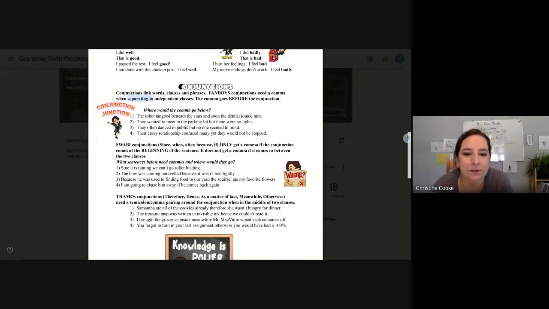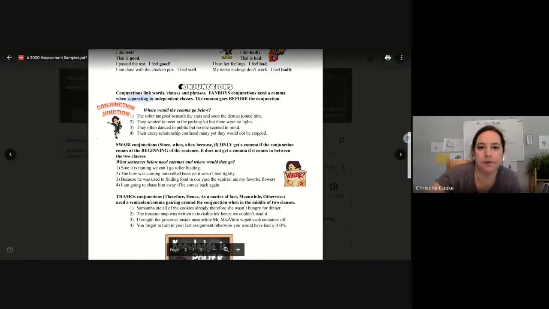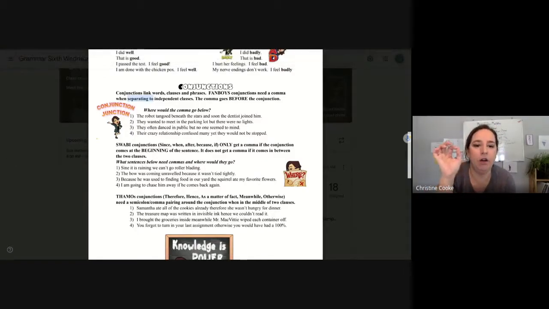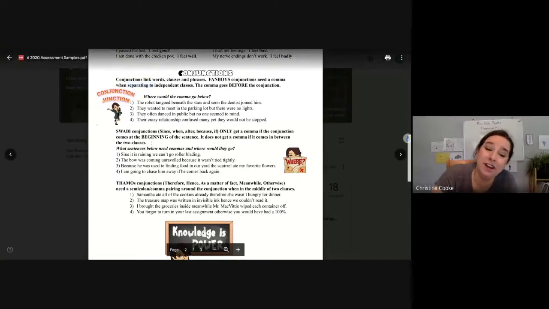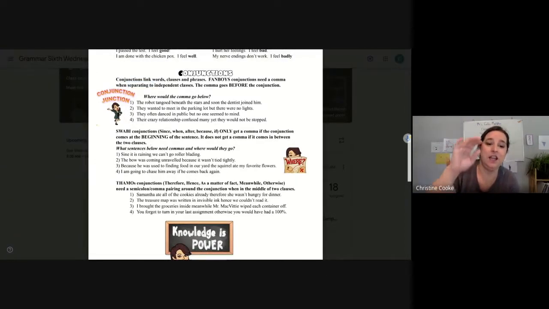How about they wanted to meet in the parking lot, but there were no lights? Someone besides Abby. New voice. Comma, but. Yes. They wanted to meet in the parking lot, comma, but there were no lights. Then you're going to do the quiz, and then you're going to get another instruction question that's going to say SWABI conjunctions: since, when, after, because, if, only get a comma if the conjunction is at the beginning of the sentence. It does not get a comma if it comes in between the two clauses.